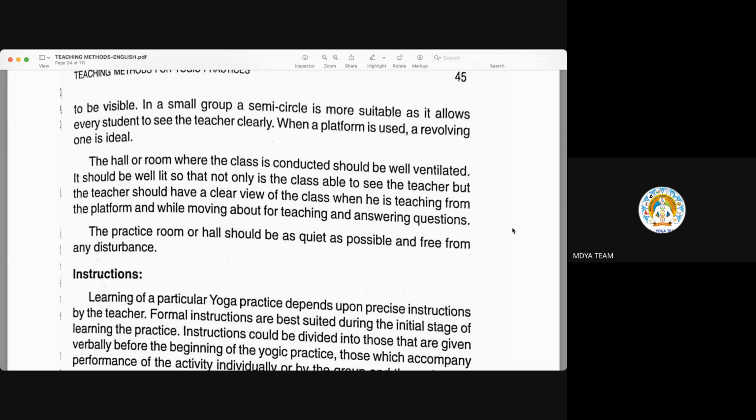Now the practice room or hall should be as quiet as possible and free from any disturbance. This is for any class. Any single class should be quiet. It means external disturbances should not be there, maybe some vehicle sound or some other type of noises. It disturbs the environment, and whatever the teacher is saying, the students are not able to hear properly. So this breaks the concentration of the students. So it should be quiet and free from any other disturbances.